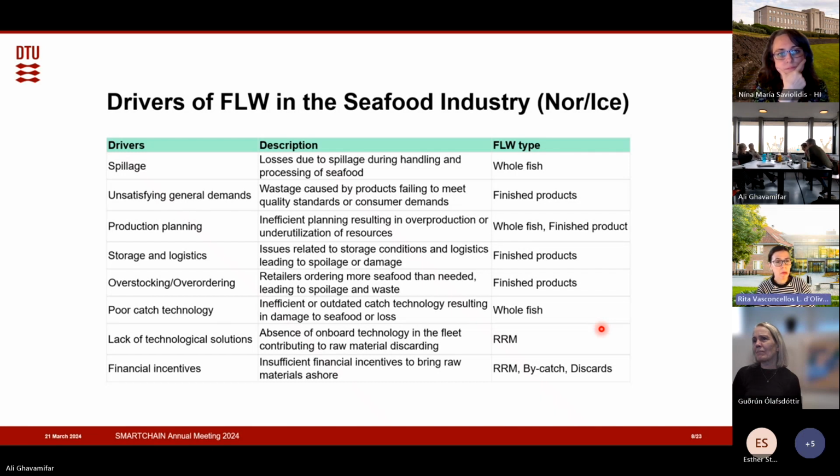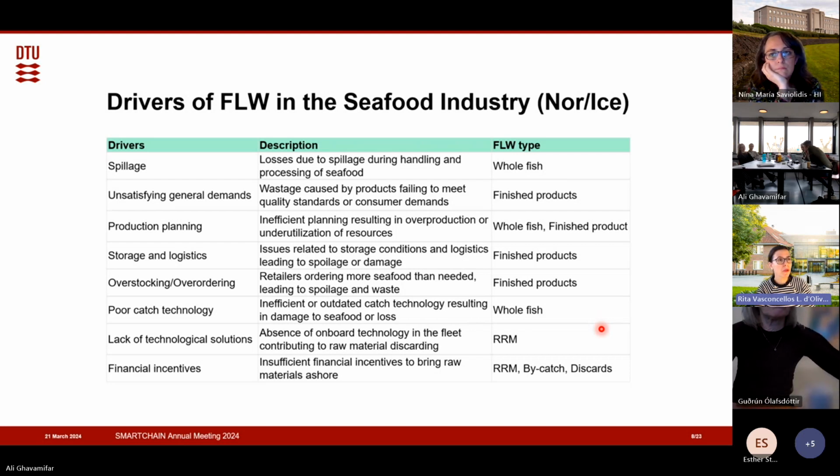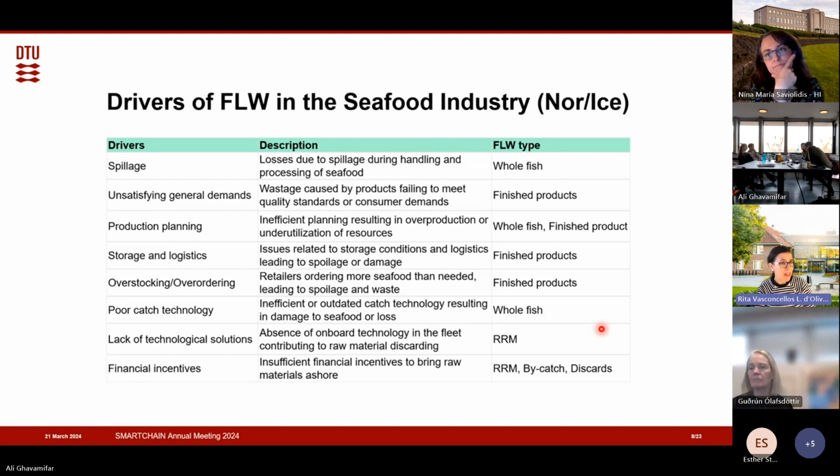I do actually have a question or a comment. I'm quite interested in this poor catch driving technology. Have you seen any differences between the two countries? Is this a problem because the technology used in the boats is not sufficiently good, or because the vessels are not up to standards, updated? I found it quite intriguing.